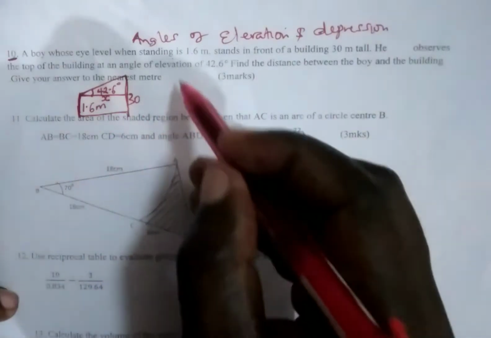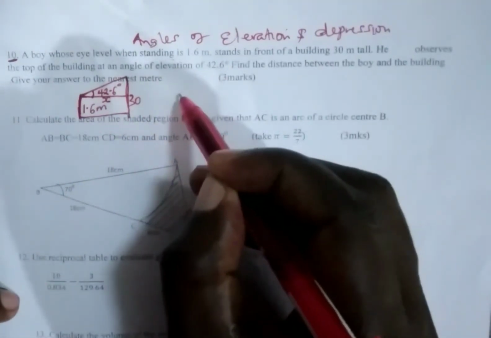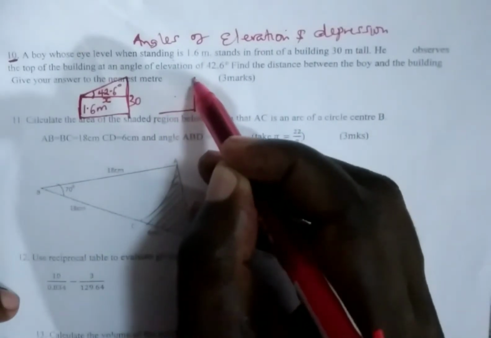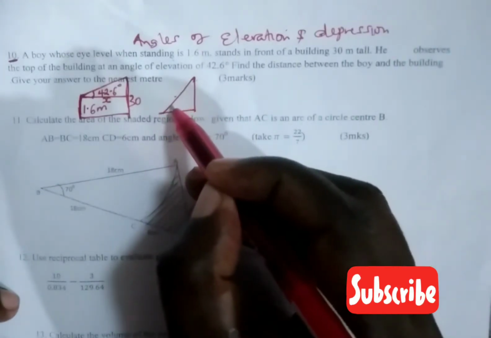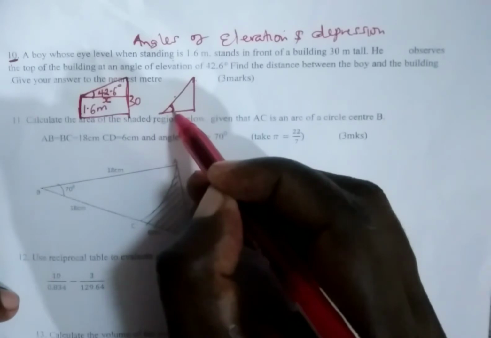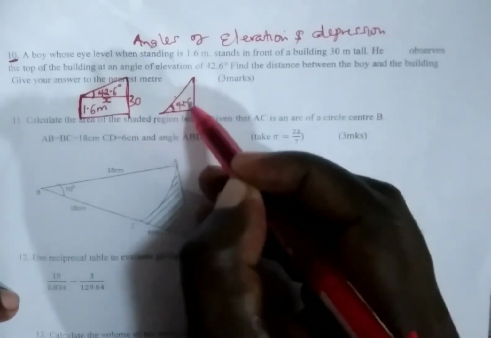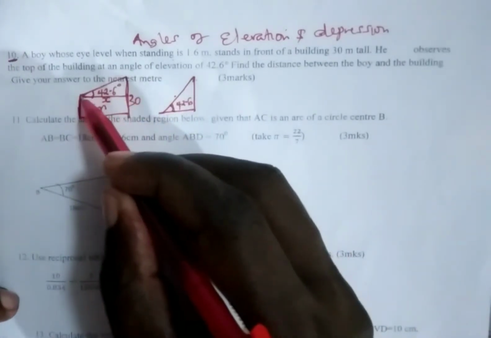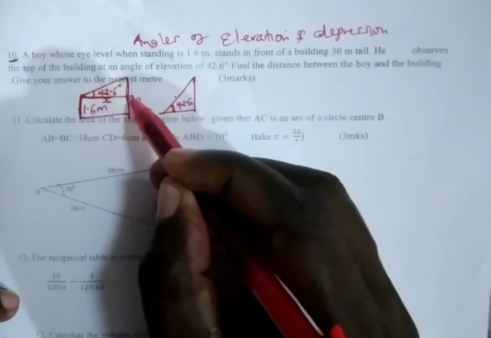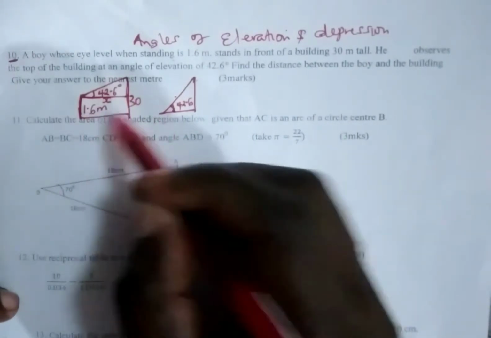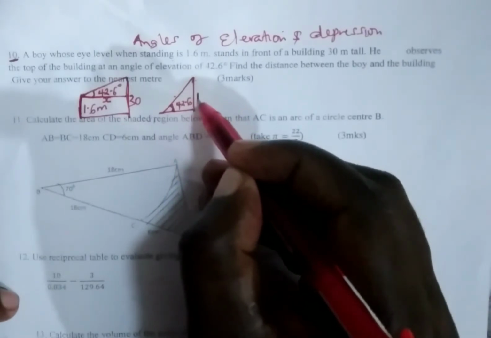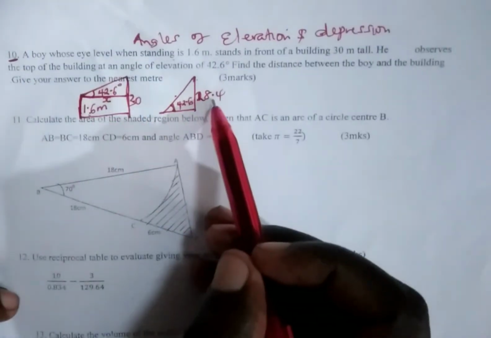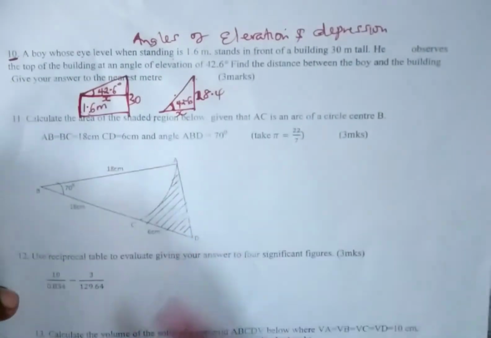In this case now, I can isolate our diagram here. This is the angle of elevation of 42.6, and the height that we are going to use, this is the level of his eyes, and therefore now you take 30 minus 1.6. The height that is going to be used is 28.4. That is 30 minus 1.6, you get 28.4, and the distance we need is x.